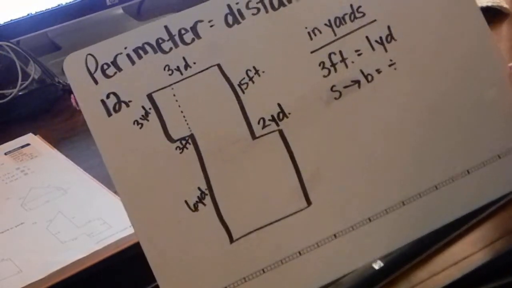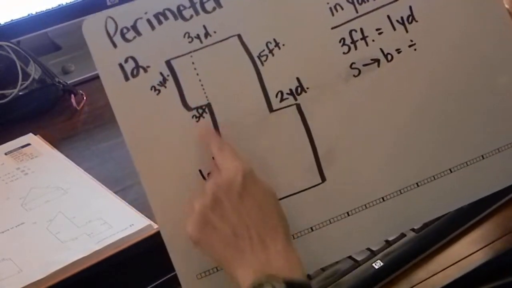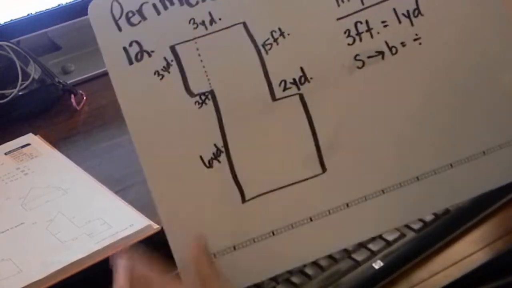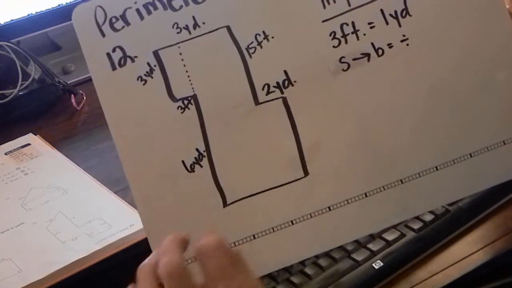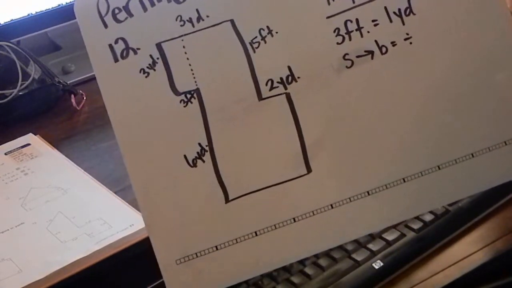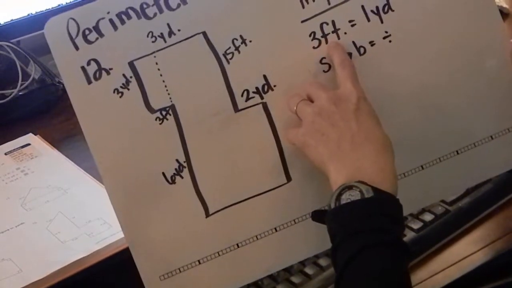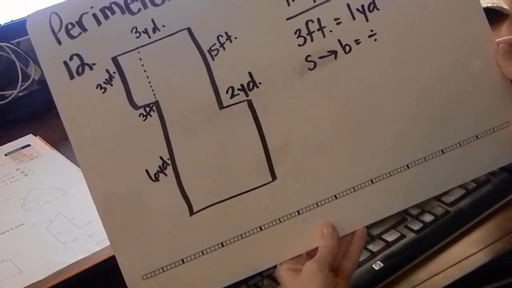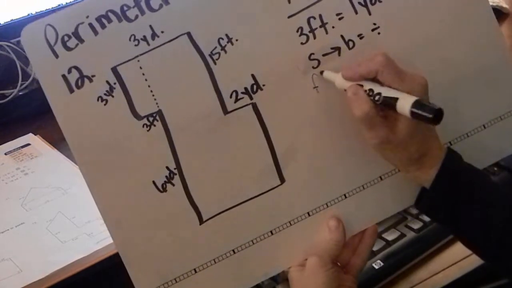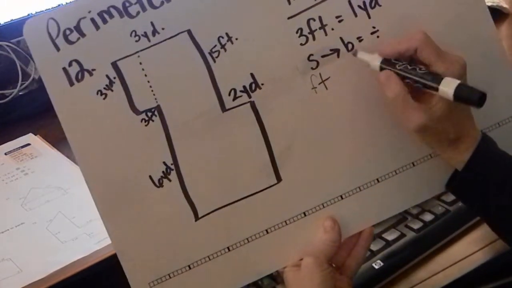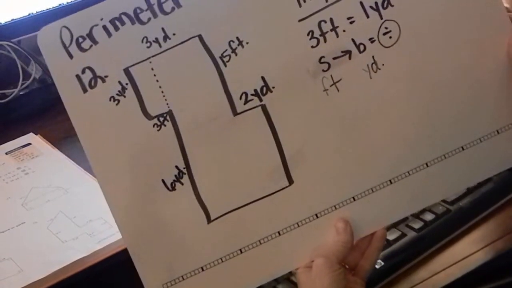Let's break down what we know. Perimeter means the distance around, so we want to find the total distance around this shape. We have to convert all of our units that are in feet to yards. We know there are 3 feet in 1 yard, and if you're going from a small unit like feet to a larger unit like yards, we need to divide. So let's put those things to use.